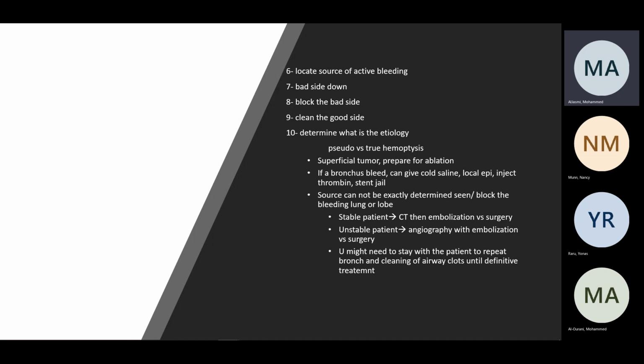Whether you can treat it bronchoscopically, and if you cannot, then it depends if the patient is stable or not. If you stabilize the patient, you do a CT scan, and that will help with embolization. If the patient is unstable, you talk to the radiologist about doing an arteriogram immediately to do the embolization. And if that is not available, you call the surgeon. You tell him, I have a right lower lobe that is massively bleeding. This needs to come out.